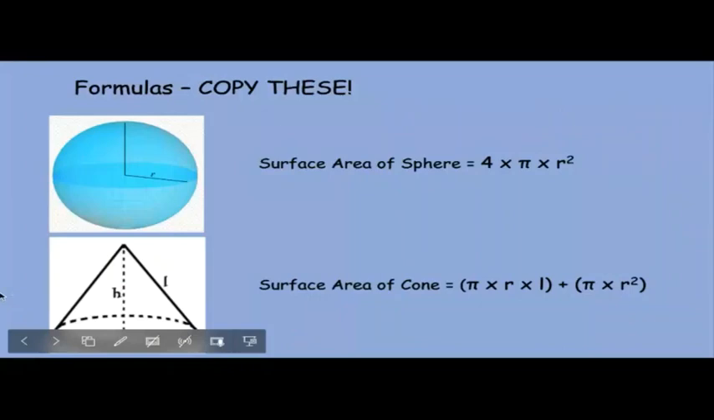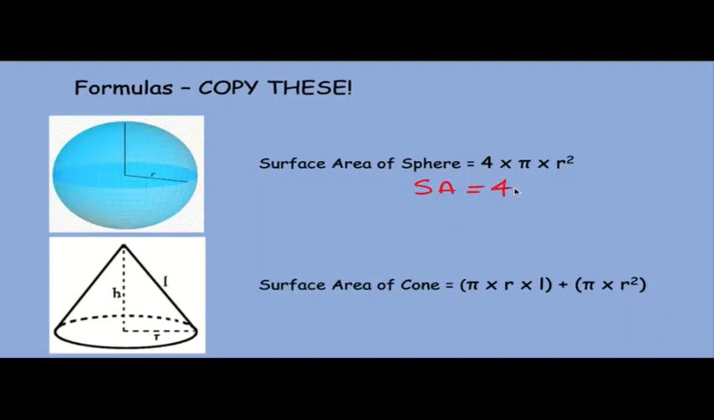Right, so let's have a look at the formulas now. So firstly, we've got the surface area of a sphere with the radius r. The surface area is 4 times pi times the square of the radius. You might want to write that in shorthand, leaving out those multiplication signs: 4 pi r squared.